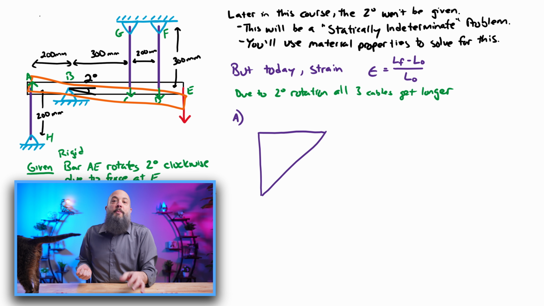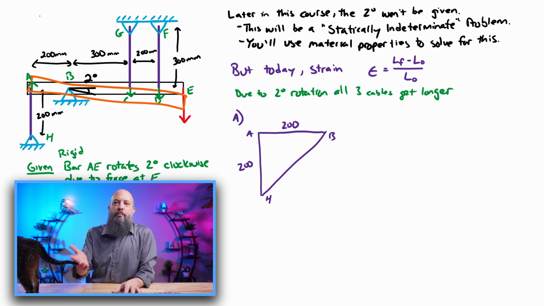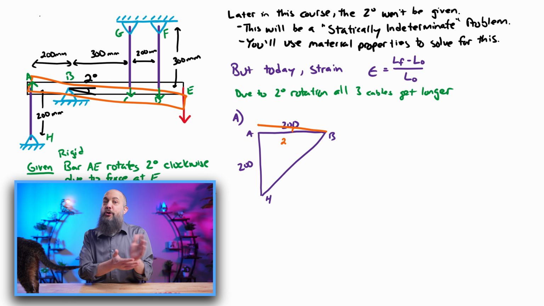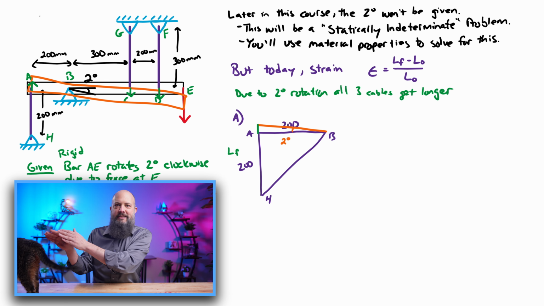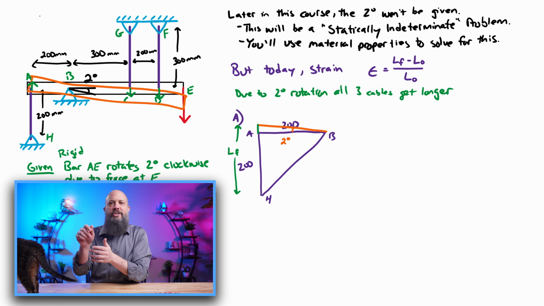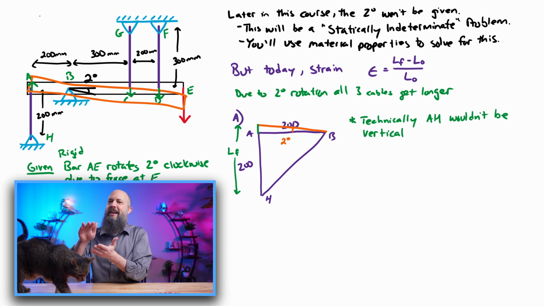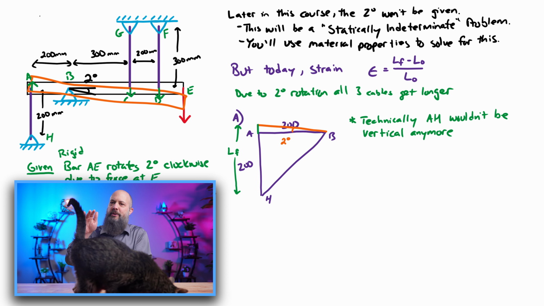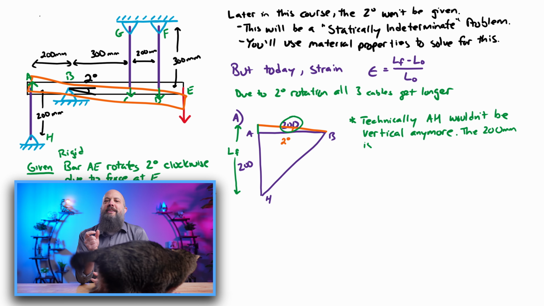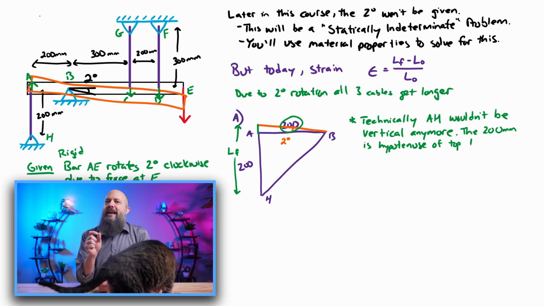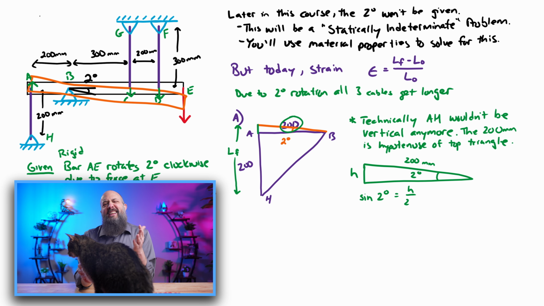So I start off drawing my original triangle, ABH, in order to find the new length for the wire all the way on the left-hand side. And then with orange, I draw this little small triangle up above it to show what happens when AB rotates upwards a little bit. Now, technically, this 200 millimeter orange line is the length of the diagonal. It's the hypotenuse. So AH is technically not vertical anymore once it has rotated a little bit.